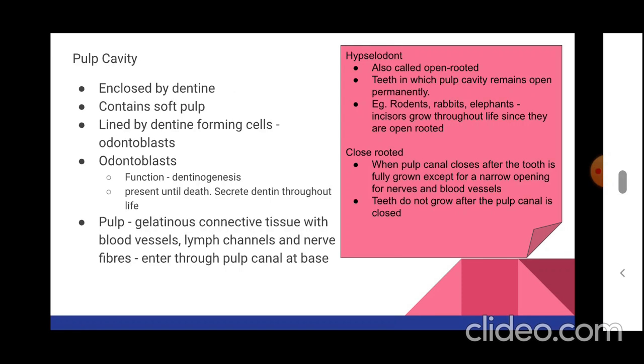Now, there are two conditions. Hypsodont dentition: we already discussed this in the first video of human dentition, that is open rooted and close rooted. When there is a presence of open rooted teeth, it is also known as hypsodont dentition. These are teeth in which the pulp cavity remains open permanently. And we see that in rodents, rabbits, elephants. Here incisors grow throughout life since they are open rooted. Now close rooted. That is when the pulp canal closes after the tooth is fully grown, except for a narrow opening for the nerves and blood vessels. And here teeth do not grow after the pulp canal is closed.